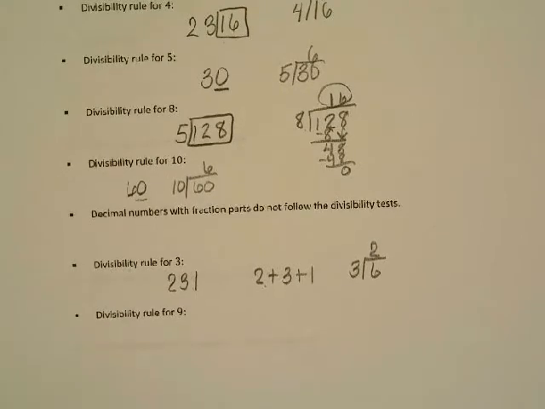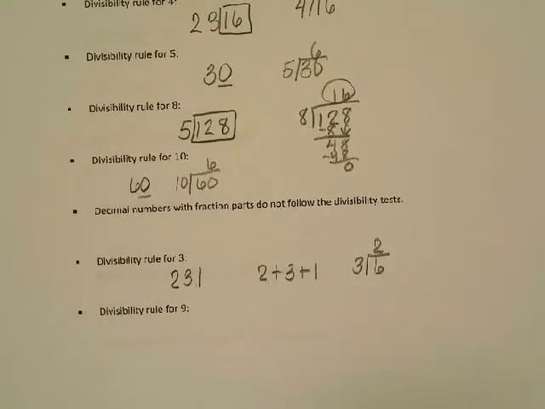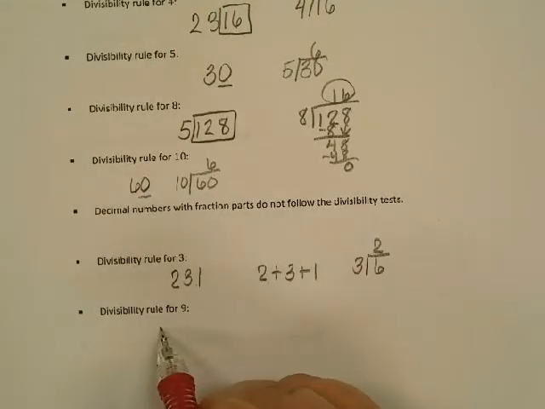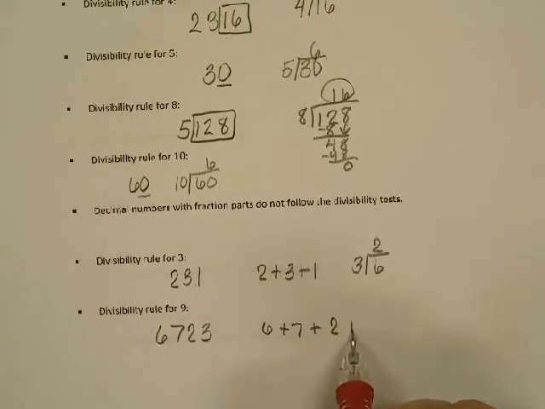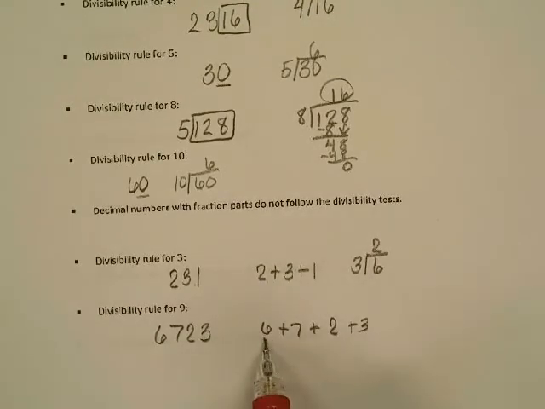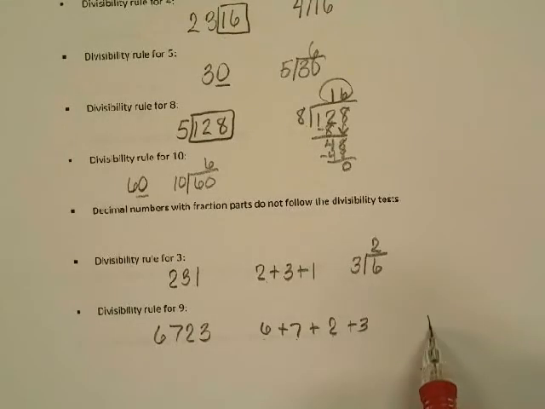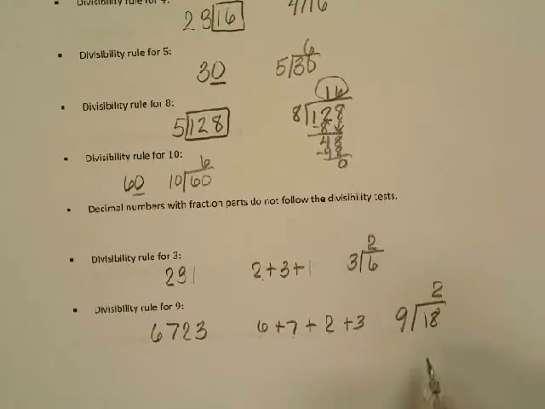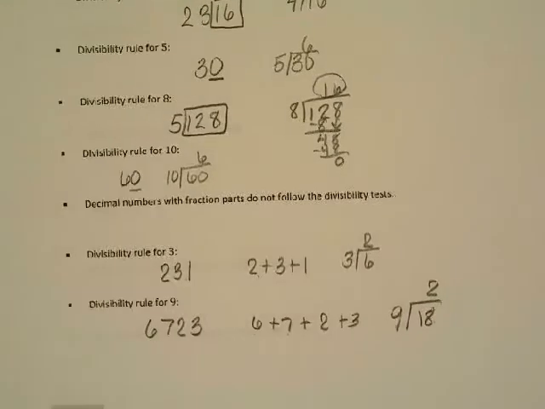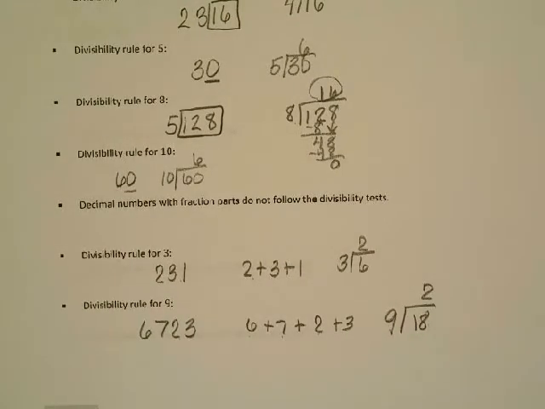The divisibility rule for 9, again, we're going to add all of the digits together. So if I have the number 6,723, the first thing I'm going to do is add those digits together. So 6 plus 7 is 13, plus 2 more is 15, plus 3 more is 18. I divide that by 9. 9 goes into 18 2 times with nothing left over. So that tells me that 6,723 is, in fact, divisible by 9.